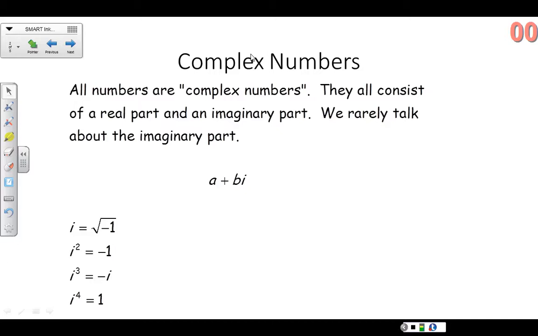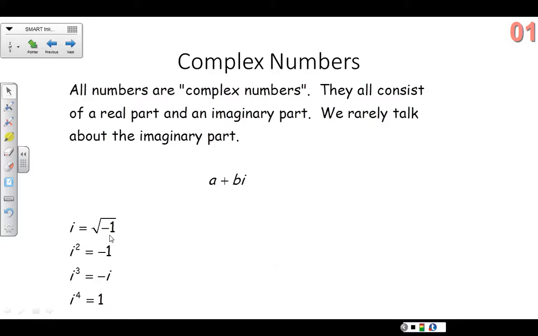A complex number consists of two parts: the real part, represented by this letter A, and the imaginary part, represented by this BI part. I is what we call the imaginary unit, and I is the square root of -1. So anytime we have a negative underneath a radical, from now on we can actually simplify that expression using the fact that I is the square root of -1.